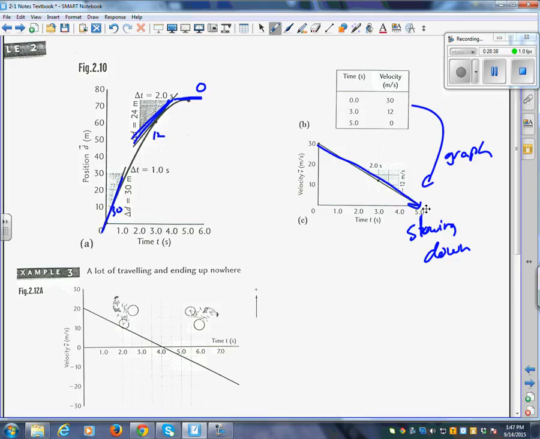How do you find the acceleration? Find the slope of the VT graph. The slope of the VT graph here. Pick any 2 data points. I'm going to go 0 minus 30, and I'm going to go 5 minus 0. Minus 30 over 5, or minus 6 meters per second squared. The roller coaster is slowing down at minus 6 meters per second squared.